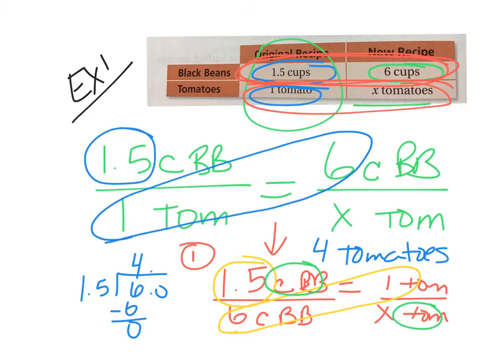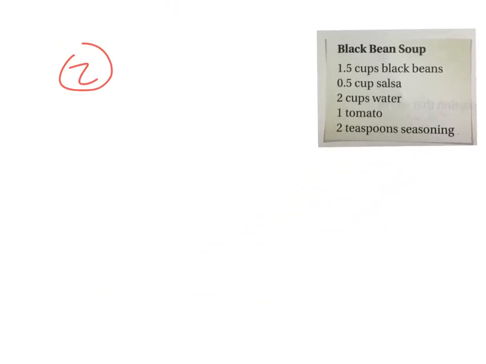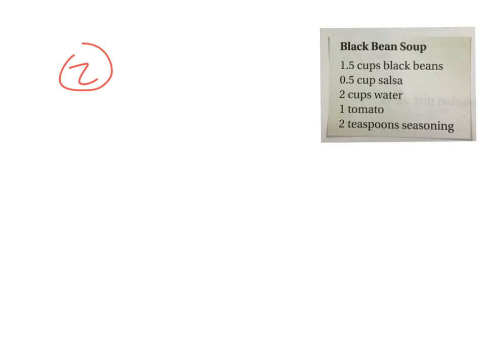Write a different proportion that gives X number of tomatoes. Okay, you didn't have to actually solve it. So, number 1. If you did, great. So number 2, in example 1, write a proportion that gives the amount Y of water in the new recipe. So now we got to go back and look at the black bean soup recipe. So what proportion do we know for sure? We know the proportion of black beans, right? In the old recipe, we had 1.5 cups of black beans. And then in the new recipe, we had 6 cups of black beans, right?